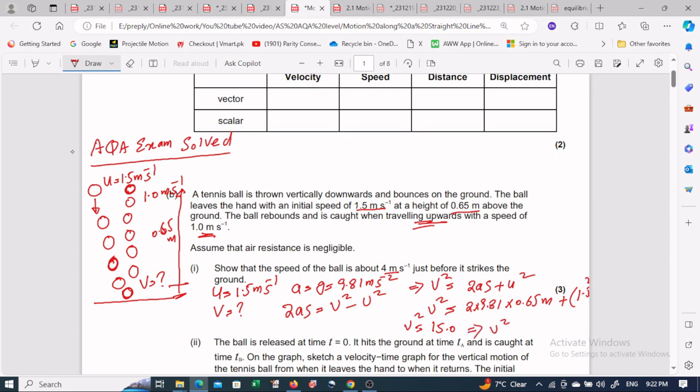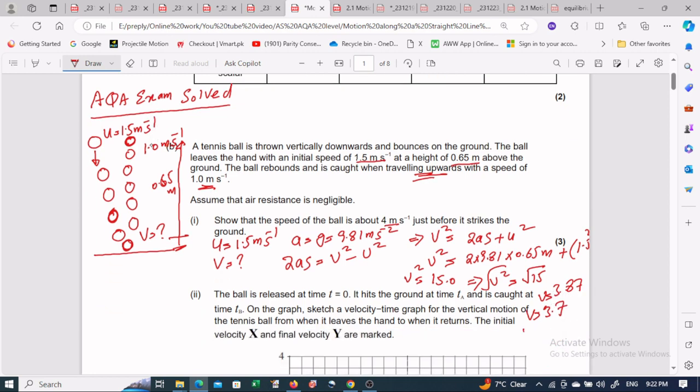So we take the square root of 15 and we get v is equal to 3.87. When we round off, we get 3.9, and if we round off to one significant figure, it gives us 4. So here the speed of the ball before hitting the ground is 4, that is our answer.